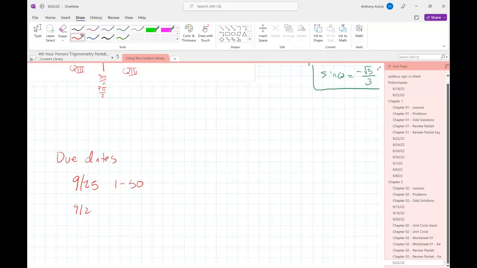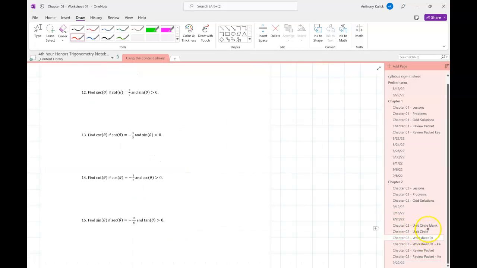I think Monday then is the test. And then on 10/2, we're looking for numbers 51 to 60. Worksheet 1 that I've included in the content library in the review.